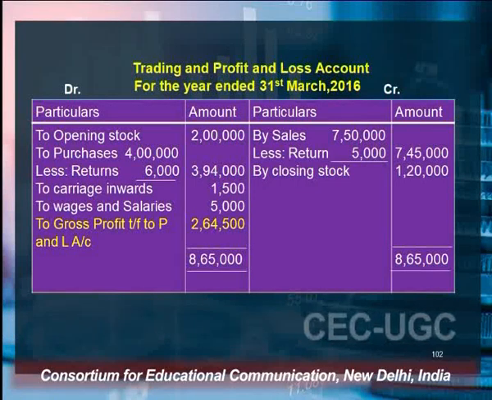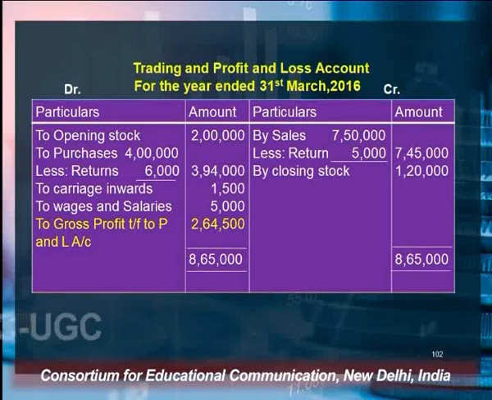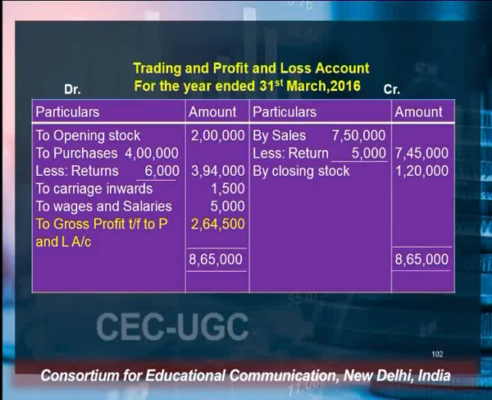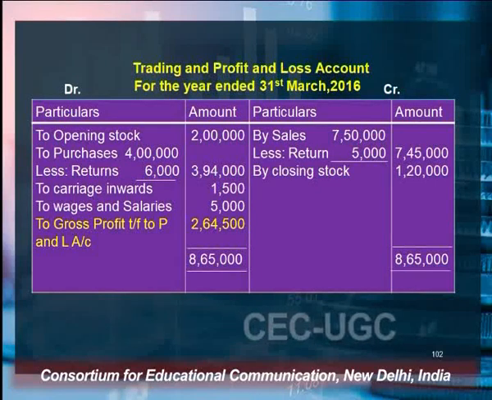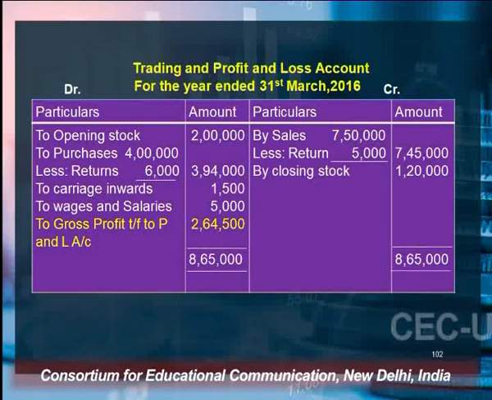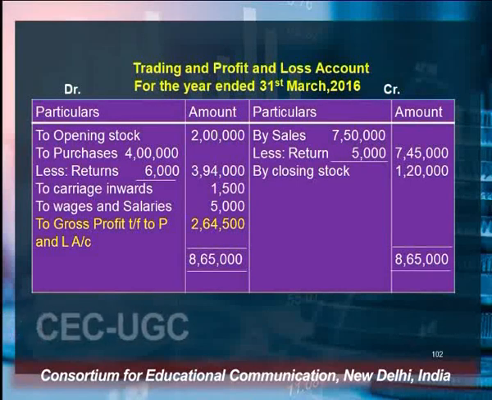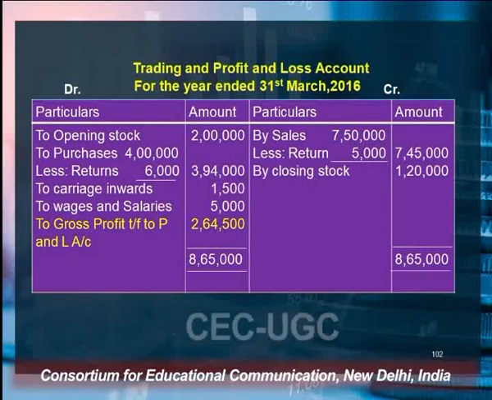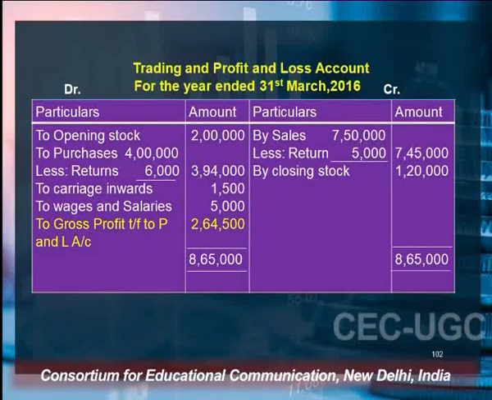Because of that rule, all the expenses are to be shown on the debit side and all the incomes are to be shown on the credit side. Purchases are shown as net purchases after deducting returns. Purchase return is 3,94,000. Carriage inward, wages and salaries, both are direct expenses. That's why they are shown in the trading account.